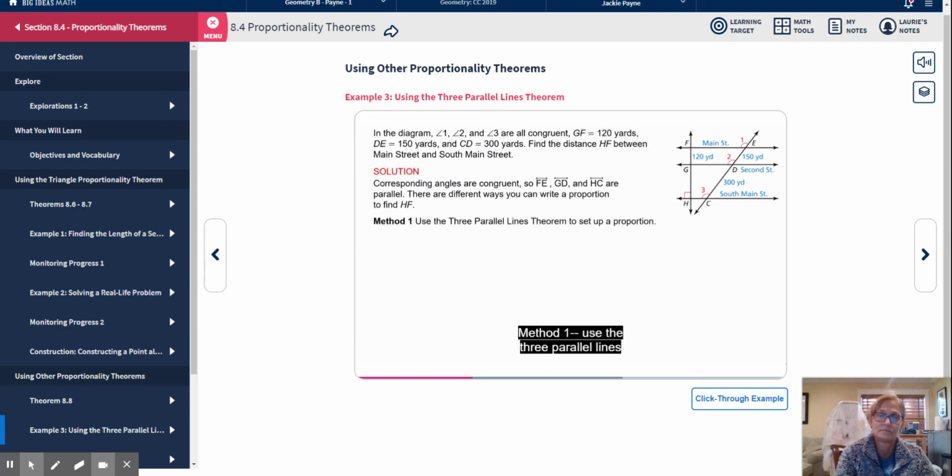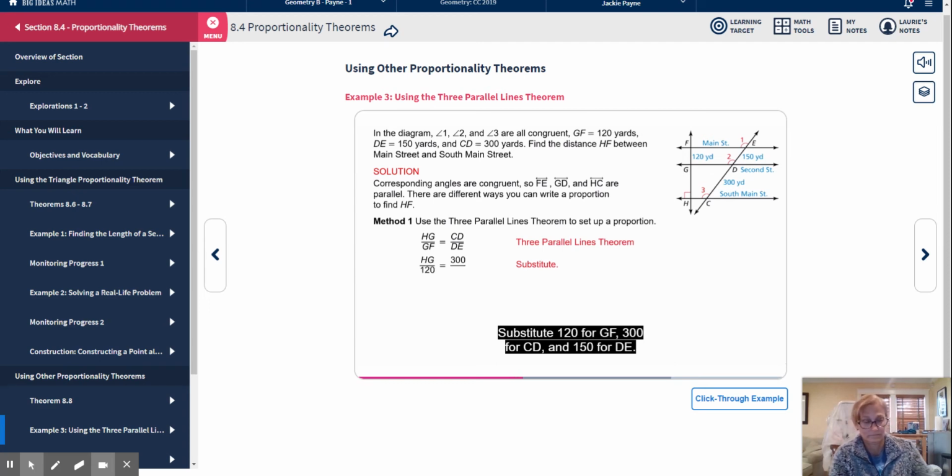Method 1. Use the 3 parallel lines theorem to set up a proportion to find HG, then use the segment addition postulate to find HF. Using the 3 parallel lines theorem, HG divided by GF is equal to CD divided by DE. Substitute 120 for GF, 300 for CD, and 150 for DE. This gives you HG divided by 120 is equal to 300 divided by 150. Multiply each side by 120 and simplify, and this gives you HG is equal to 240.